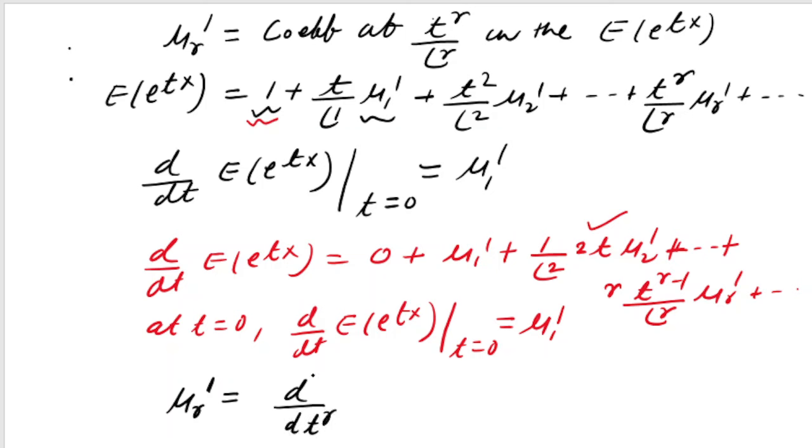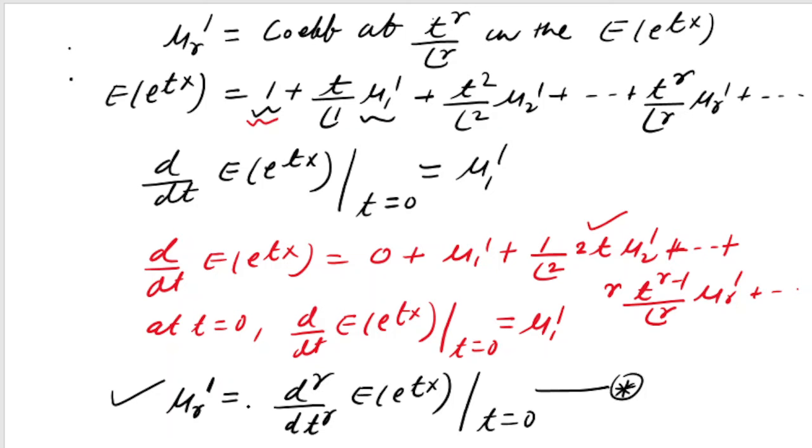So I will take the rth order derivative of the expectation of e to the power tx, and in that I will put t is equal to 0. I will get mu r dash. This is important to remember. This is a star result. Because the expectation of e to the power tx is helping us to calculate the rth order moment, that is why it is known as the moment generating function.